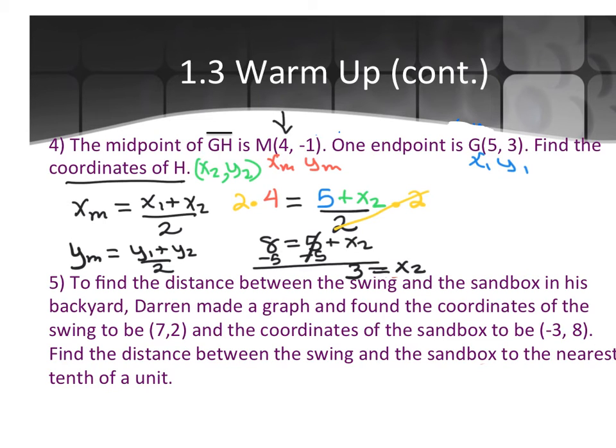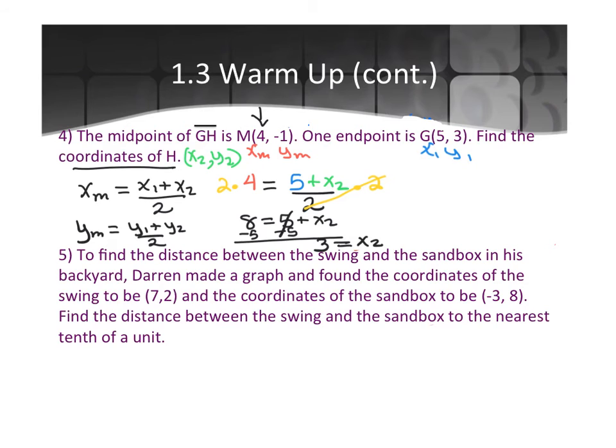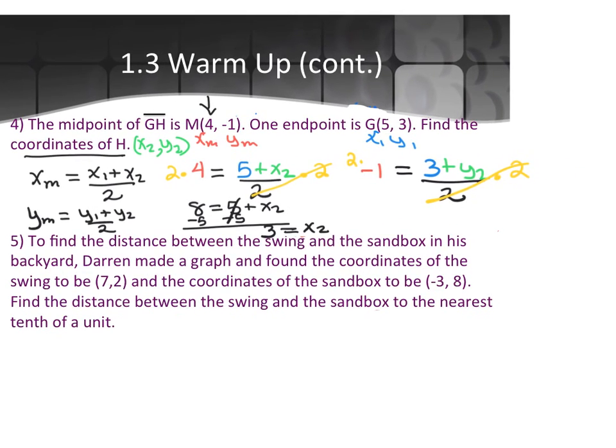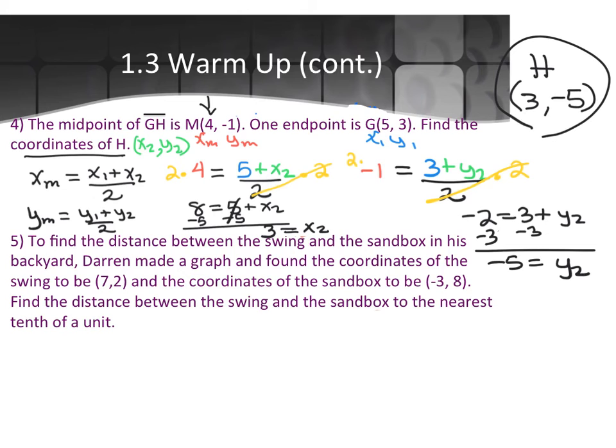So far, for point H, I've got the x. Now I'm going to find the y. So again, y of my midpoint is -1, setting that equal to 3 plus my y2, which I don't know, divided by 2, part of the formula, and now I can begin to solve. Multiply both sides by 2. This cancels the fraction. I'm now left with -2 is equal to 3 plus y2. Move the 3. -5 equals y2. So the coordinates of point H are 3, -5. That is the other endpoint.